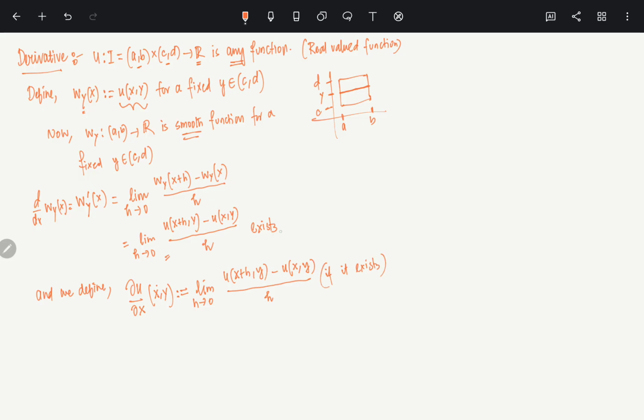So you understand, this is just the motivation part. So this part you can think of it as a motivation. From this motivation we can define the partial derivative of u as this. Similarly, you can also fix x, and then look at the variation with respect to y, and we can write it as del u del y at the point (x, y).